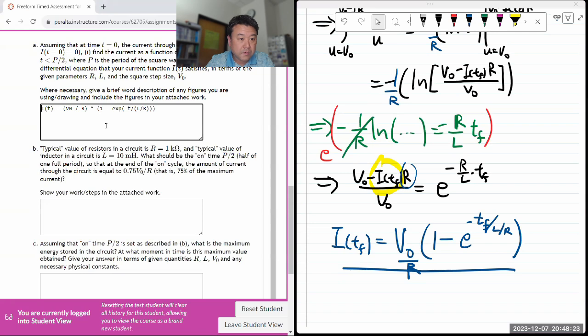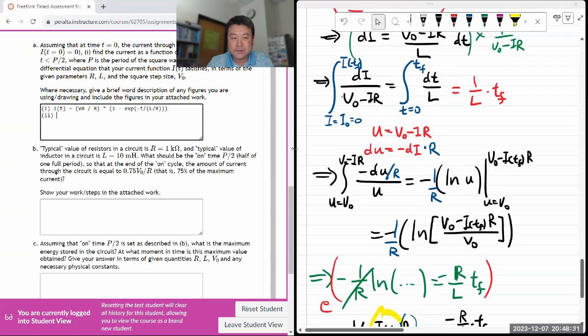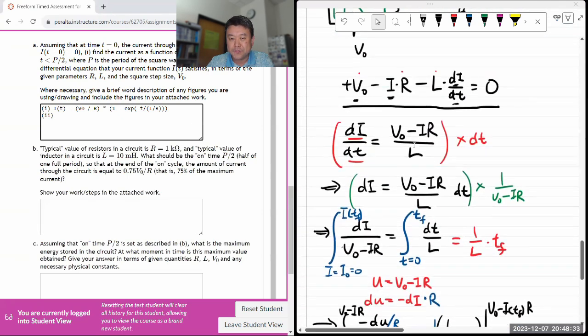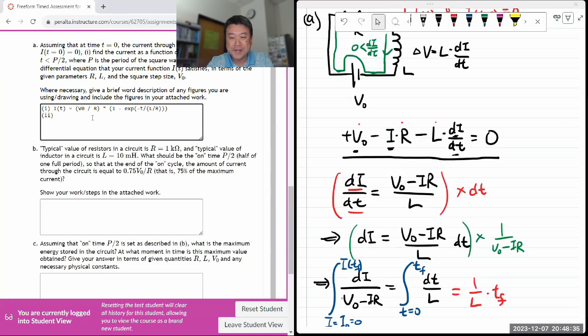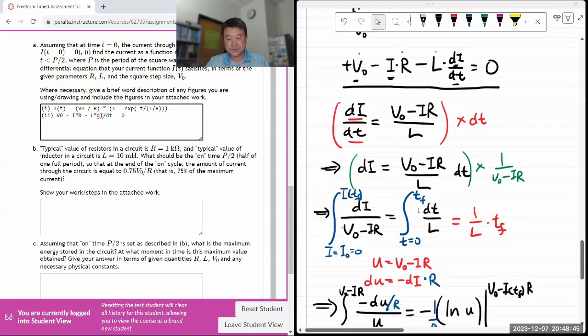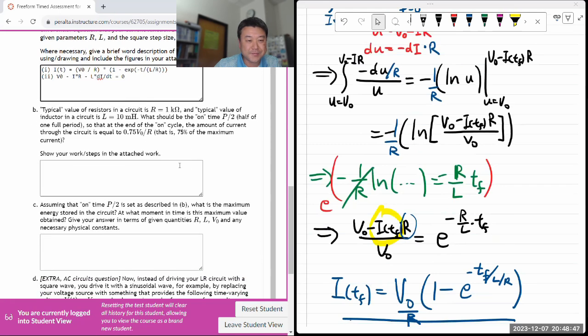That's the answer to 1. Answer to 2, the differential equation. I figured people might just copy that from the textbook. So going backward, it's r I minus L times di dt is equal to 0. Yeah, and that's it. And in the work, I actually solved it. I didn't look it up from the textbook.